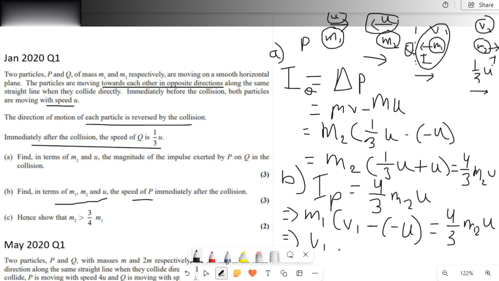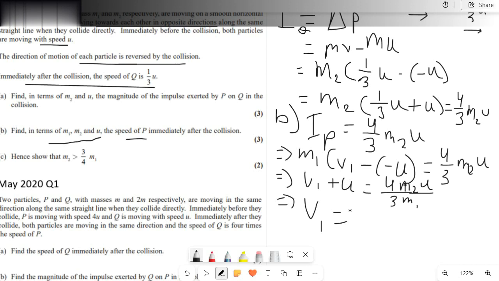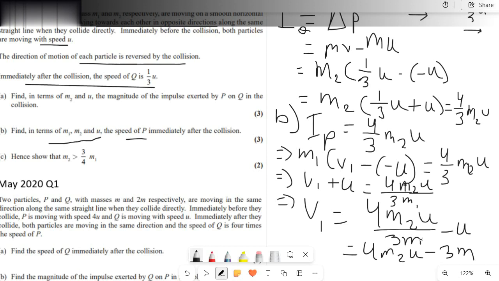And so v1 + u is equal to 4m2u, whole divided by 3m1. So rearranging for the final velocity v1, we have 4m2u whole divided by 3m1, minus u, and simplifying we get (4m2u − 3m1u) all divided by 3m1.